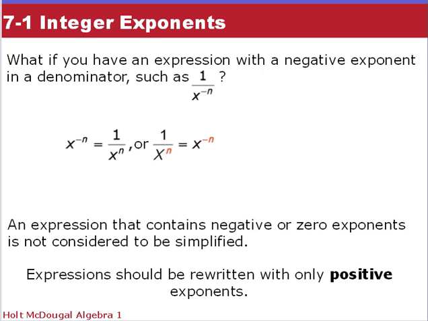So if we have an expression with a negative exponent in the denominator, such as 1 over x to the negative n, again, we would draw our fraction bar out, and that's going to go up to the numerator. So an expression that contains negative or 0 exponents is not considered to be simplified. We have to rewrite them with only positive exponents, which would be non-zero exponents.